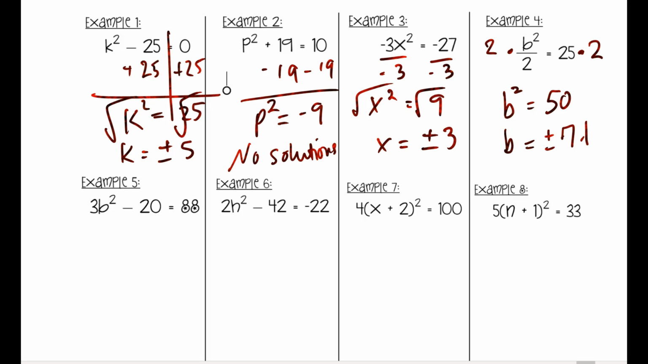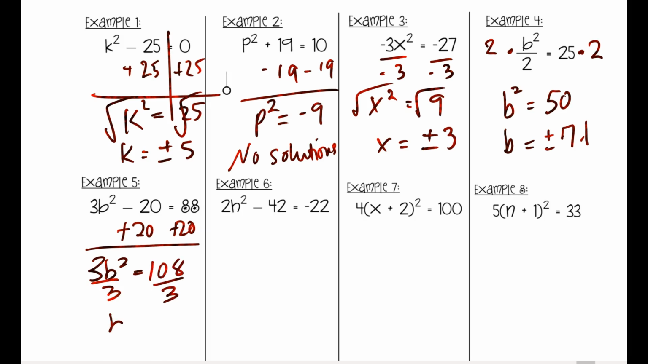All right, over here, I hate drawing that line because that line doesn't leave me room. I want to leave room because I didn't make these notes roomy enough. So we add 20, we get 3b squared is equal to 108. Divide by 3, b squared is equal to 36. Now we take the square root, b is equal to positive or negative 6.